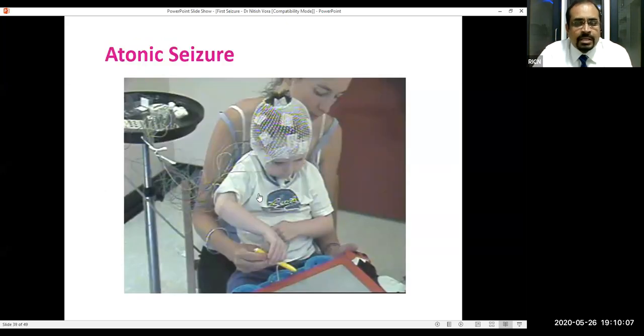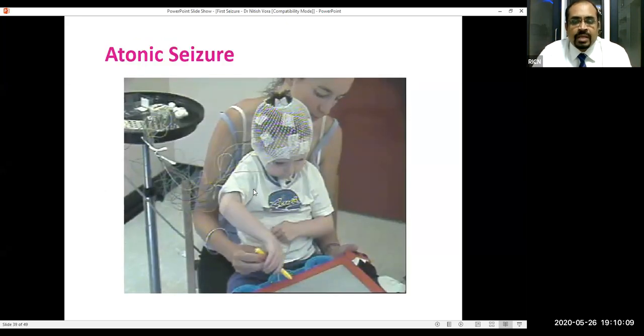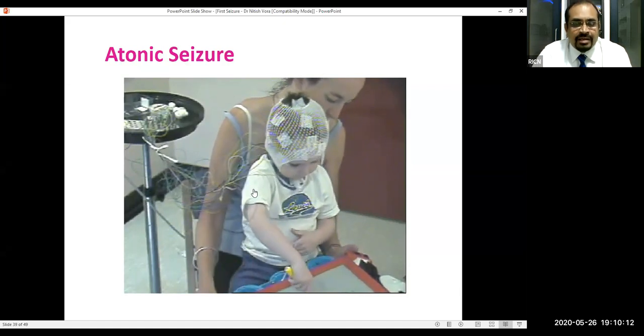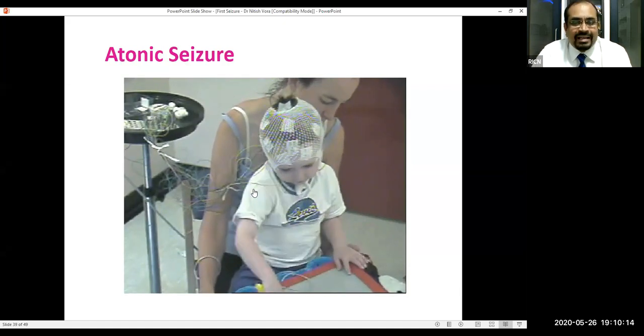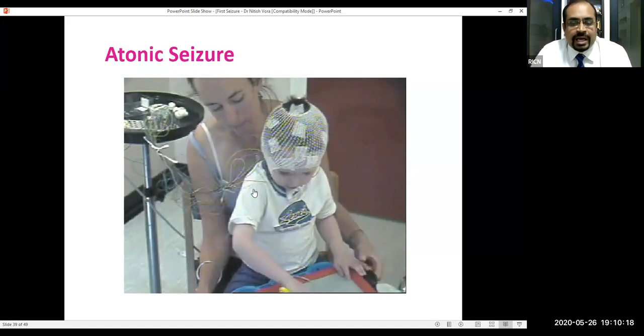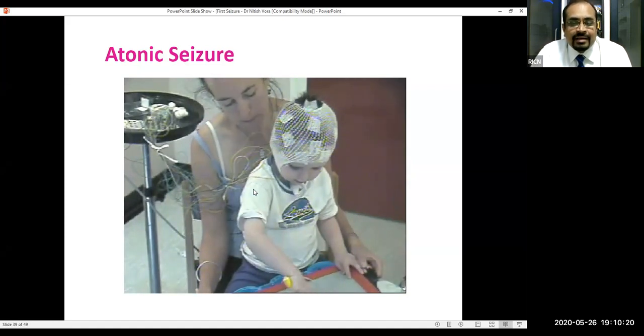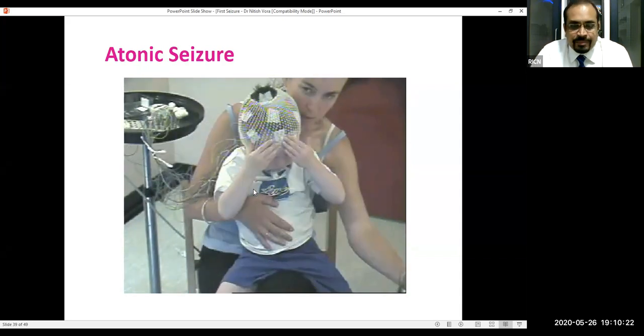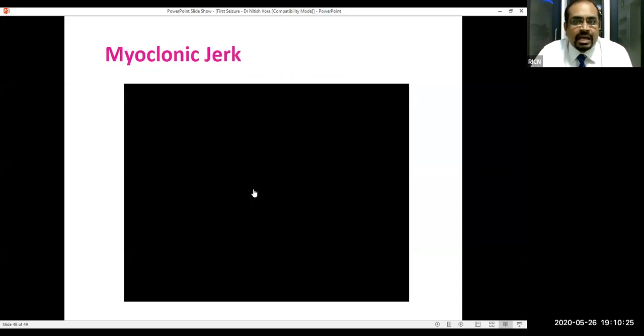Few simple examples. This is atonic seizures. The child is sitting. For a fraction of a second, the child will have loss of tone. And that's a miserable life for this patient. These are atonic seizures and difficult to control as well.